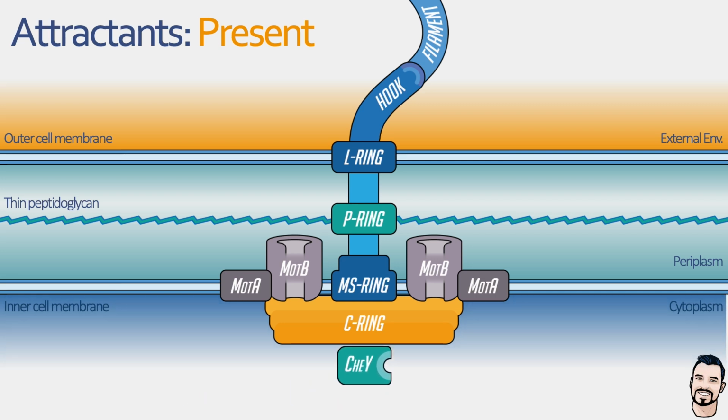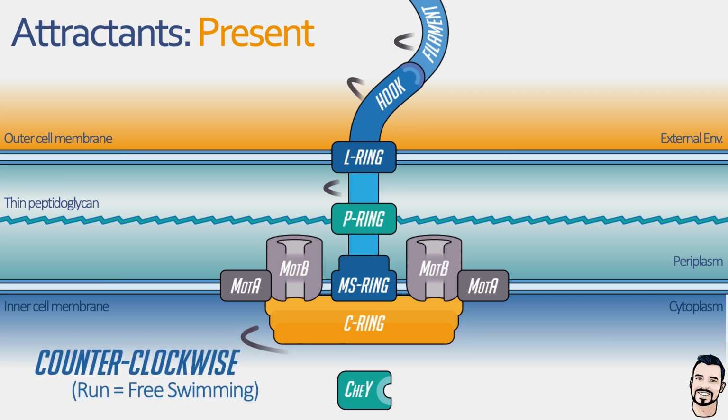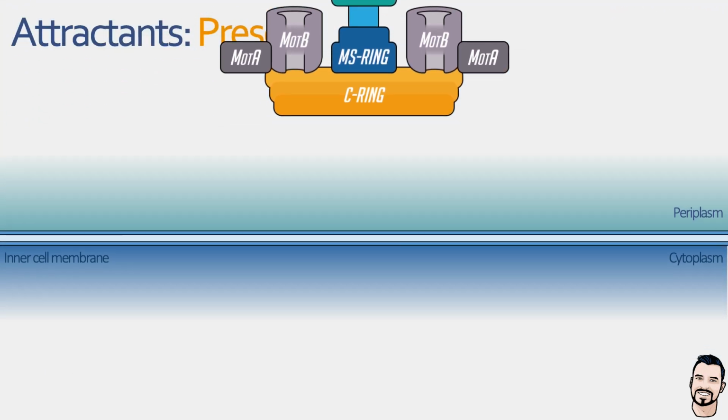of the C ring. Now, when FliM isn't bound to anything, the C ring is in its standard state, which causes the motor to turn the flagella in a counterclockwise rotation. And hopefully you'll remember that this allows the flagella around the cell to form a bundle that propels the cell through the environment in a free-swimming motion, directing it, hopefully, towards the attractant.